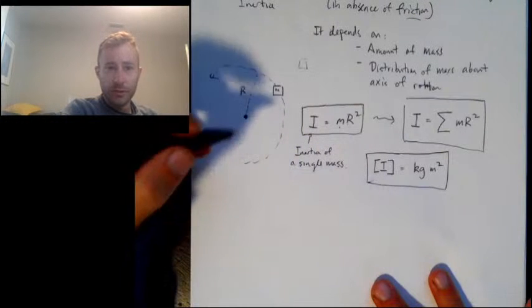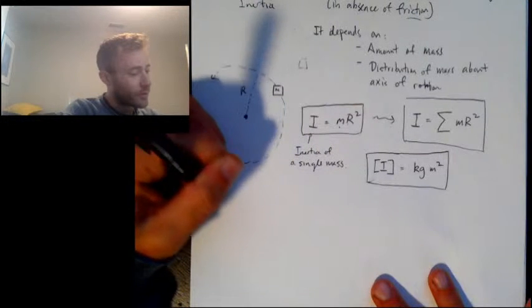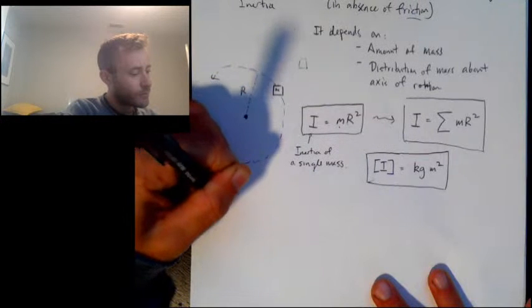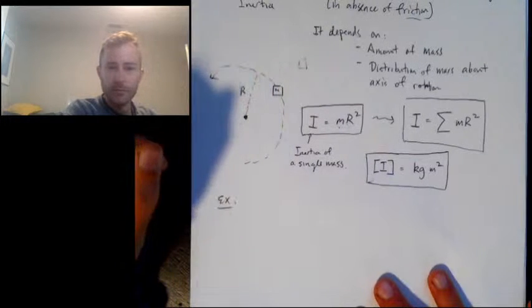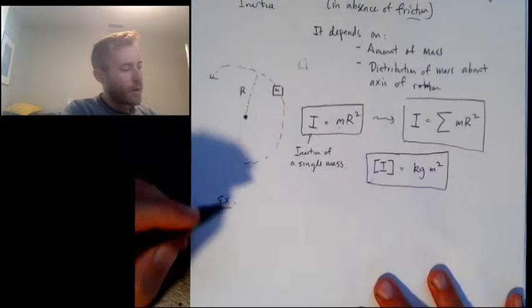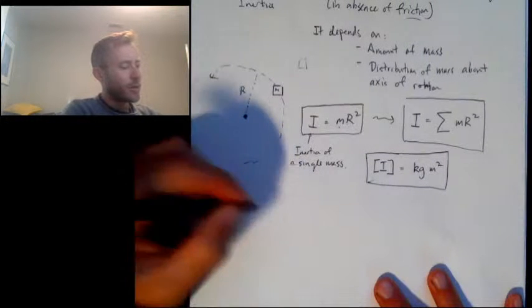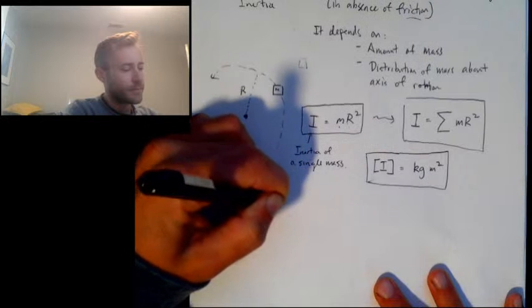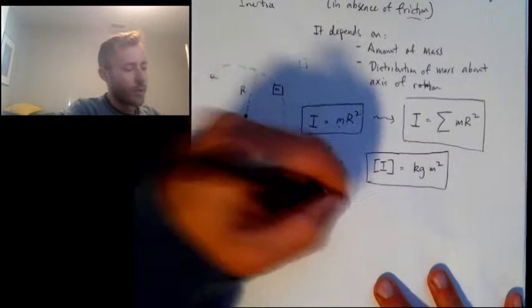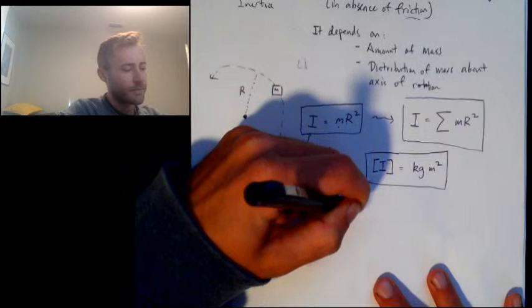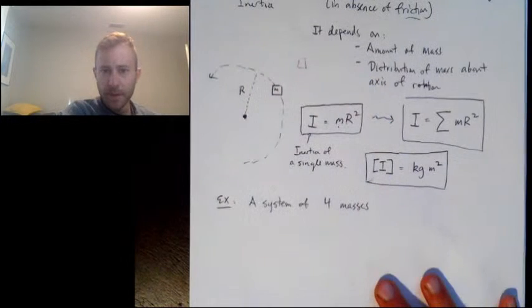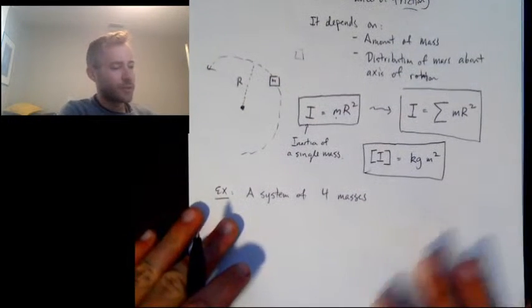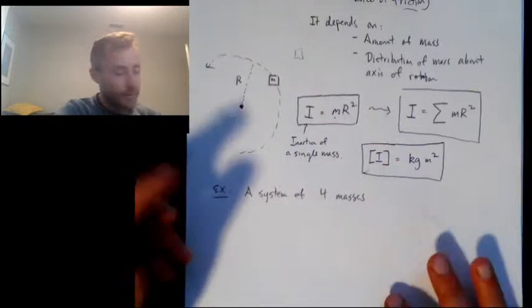So let's do some examples to practice this. Let's suppose we have a system of 4 masses. The masses are in a square.